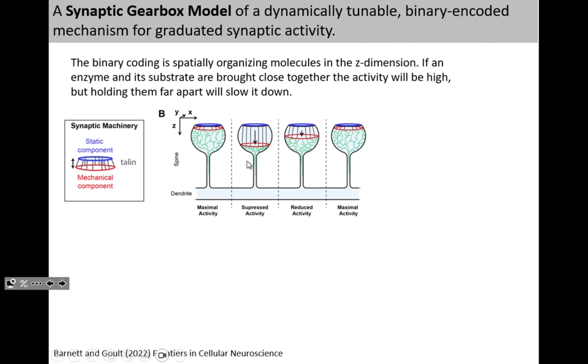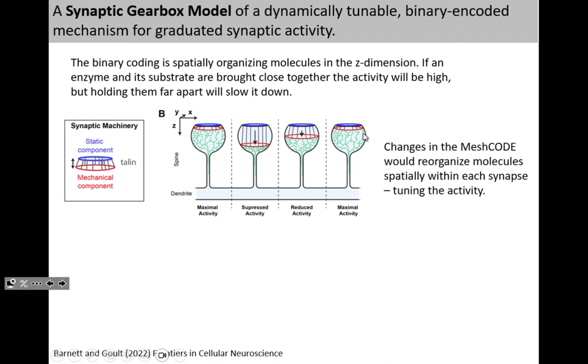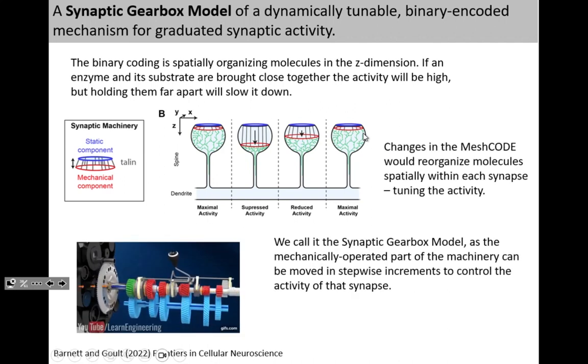But you could imagine that you could organise these molecules in these spines in a certain way, and that some of these codes would give high activity and some of them would give reduced activity. And we thought it was a bit like this gearbox model, because here this would be fixed until you give it a signal to change it. When you give a signal in the car, you change gear, you move the mechanically operated part relative to the static part and change the transmission across that synapse.